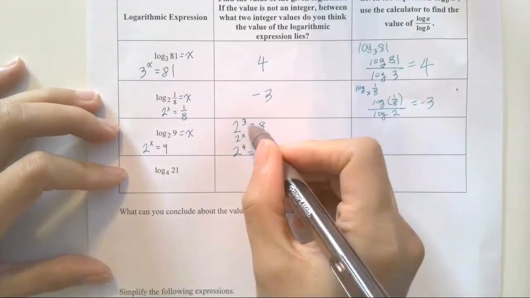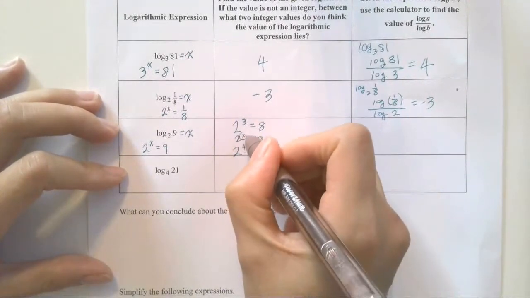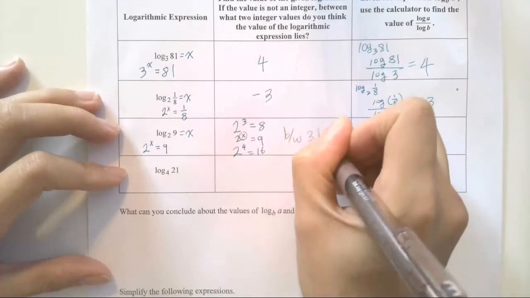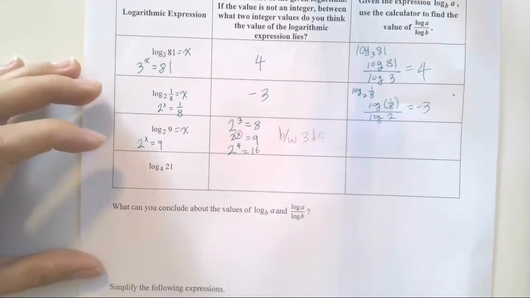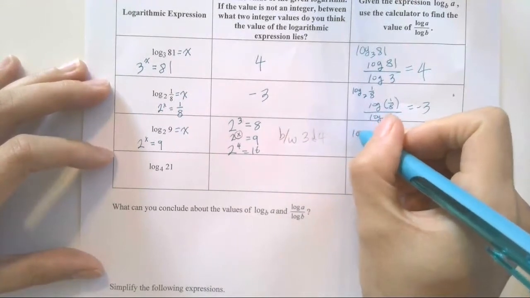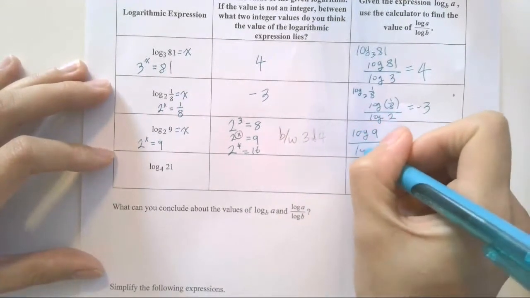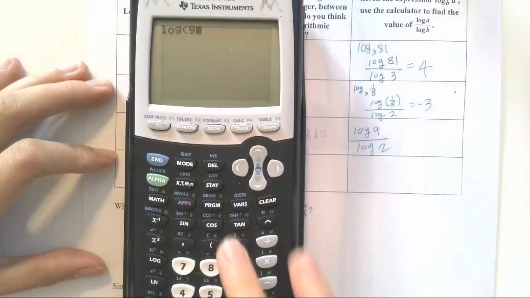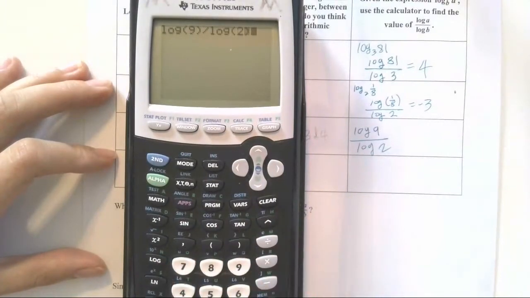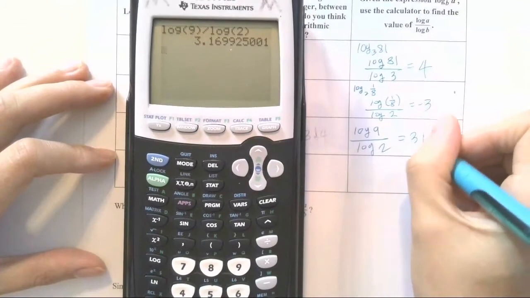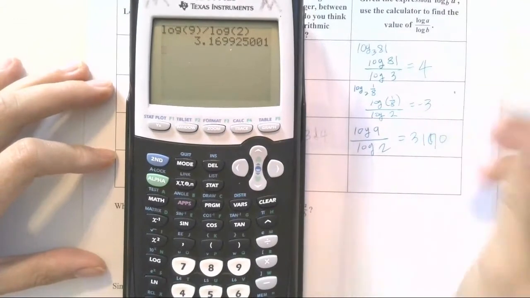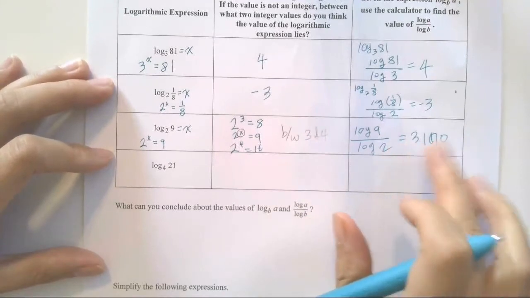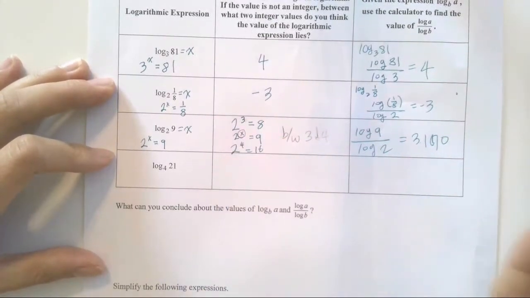So looking at that, would you guys agree that the x is going to be between 3 and 4? So we're going to say between 3 and 4. Let me show you what happens. I'm going to do log of the argument 9 over log of 2. When I plug that in my calculator, I get 3.170. Our guess was between 3 and 4, and I got 3.170, so it makes sense.